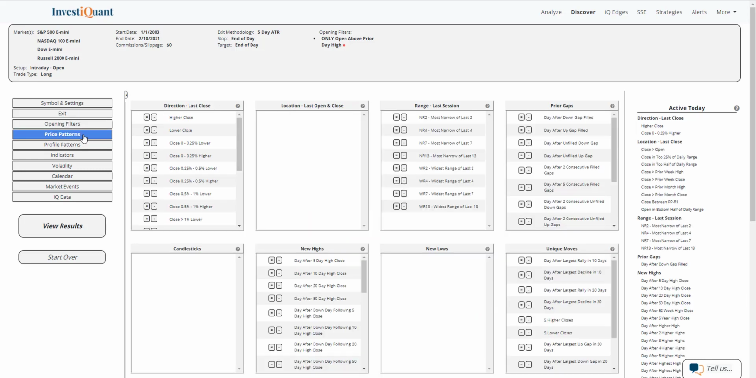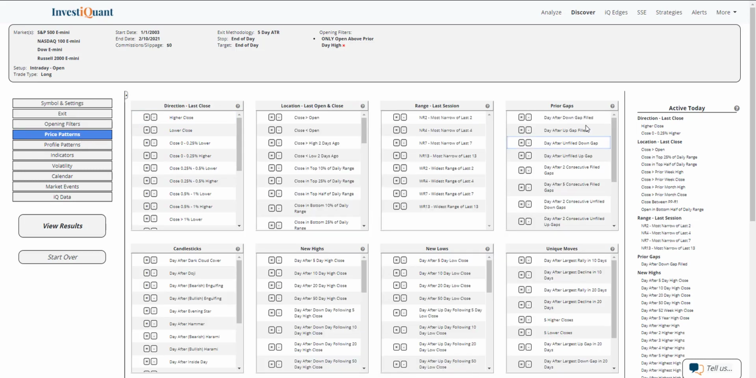Next, I'm going to go into the price patterns library, and from the active today section, which is listing all of the different filters that are available and applicable for today's session, I'm going to click on day after 52-week high close. That adds it to the test. It comes from this new highs category here, so if you want to find it on your own, that's where you would find it.